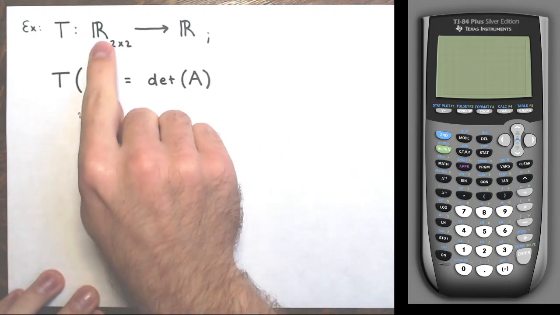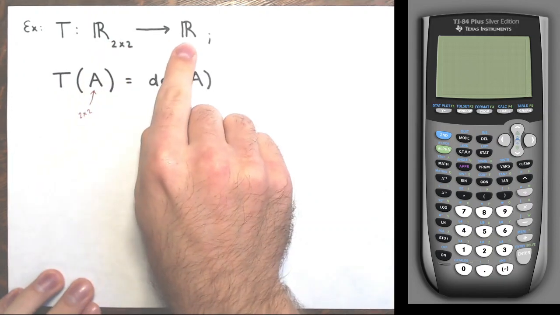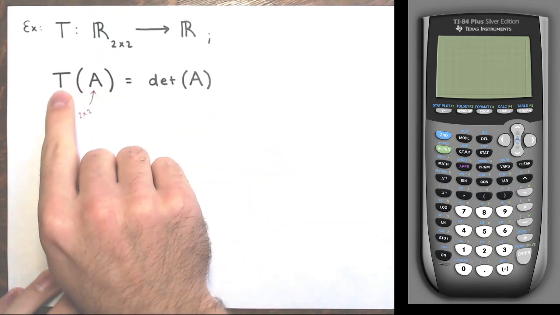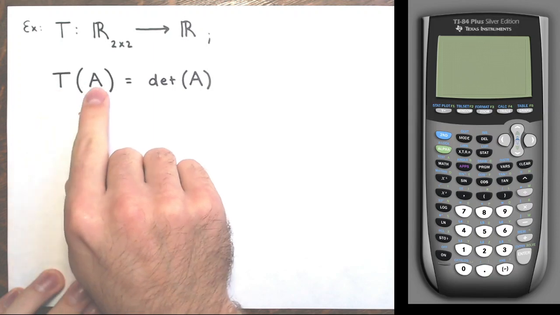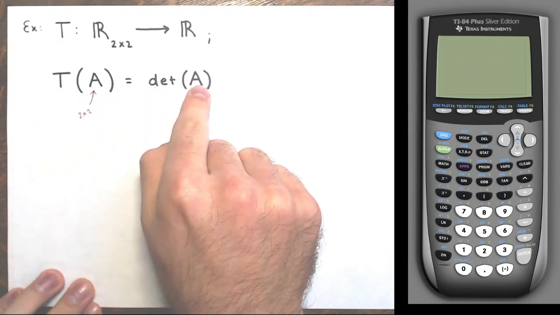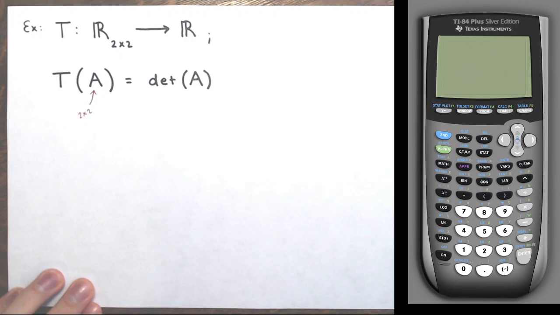So my input is a 2 by 2 matrix. My output's just a real number. And the rule is this: T of A is equal to the determinant of A.